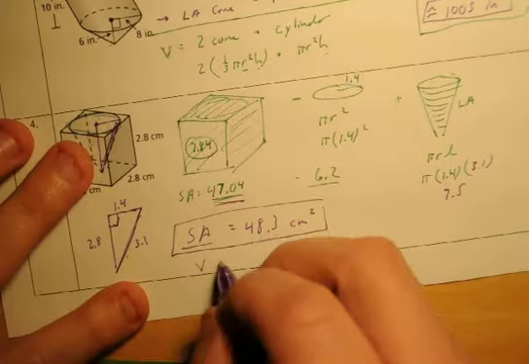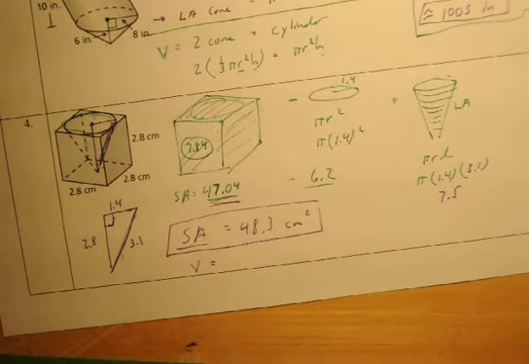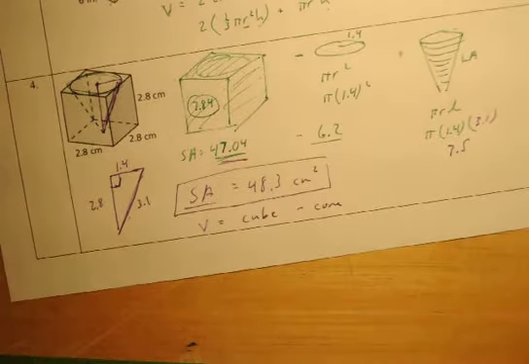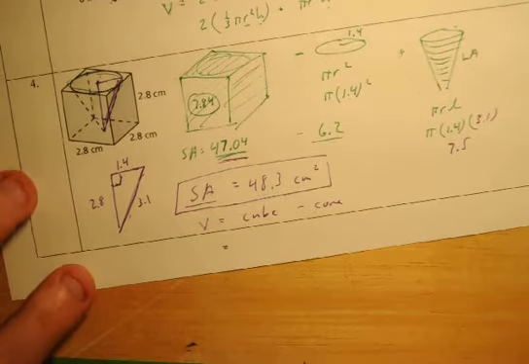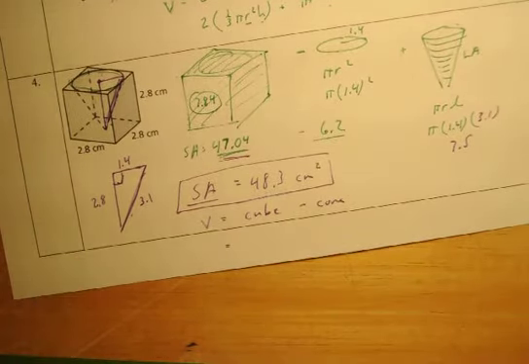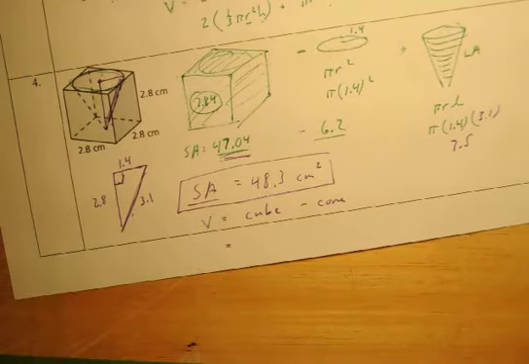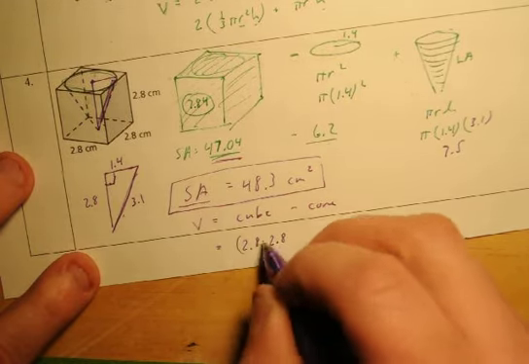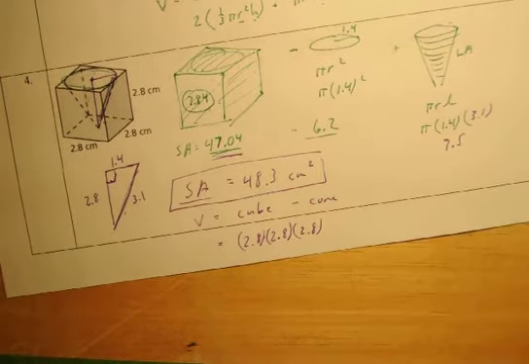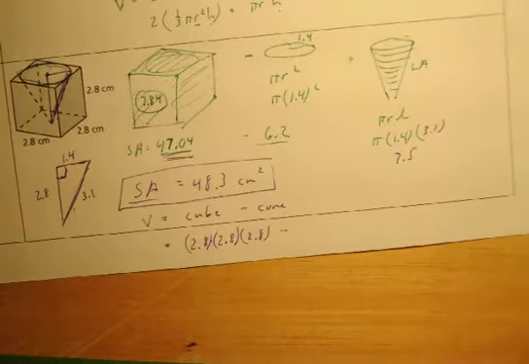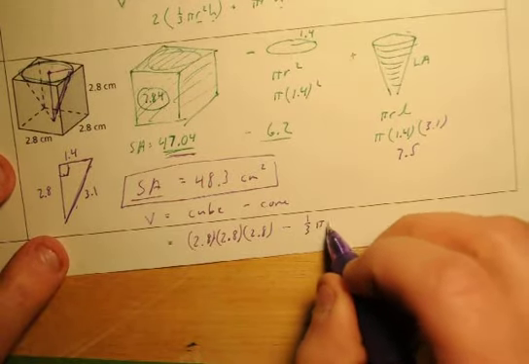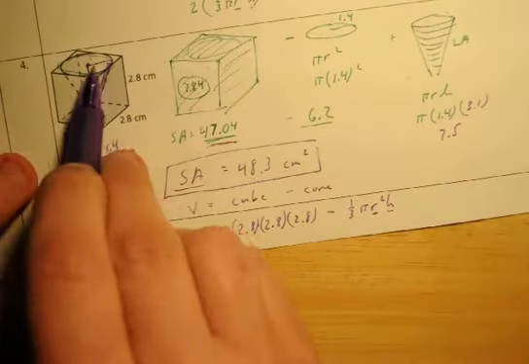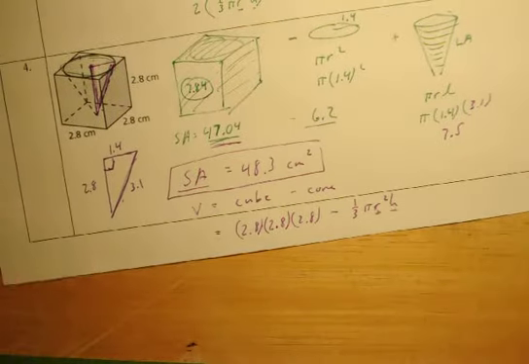Now volume is going to be quite a bit easier. Volume, you just take a cube minus a cone. Cube minus a cone for volume. So this is going to make the volume go down because we're taking away the volume of the cone. So the cube is really easy. It's length times width times height, or 2.8 cubed, thus the word cube. And then minus a cone, 1/3 pi r squared h. You can plug in from there. You've got the radius, you've got the height. I think you can take it from there.